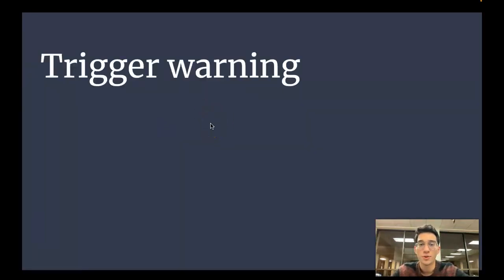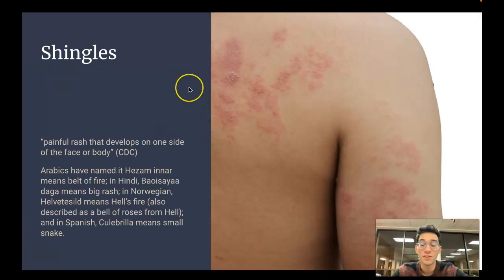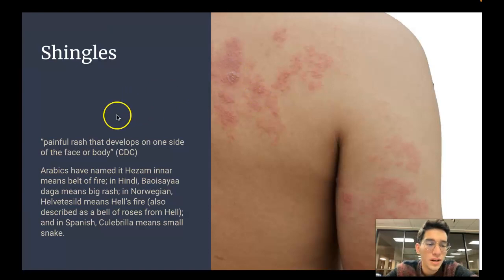Another small trigger warning. Here we have shingles. Like I said, it's quite different from chickenpox. It is more of a rash, and it is clumped up into many little pores. The CDC says that it is a painful rash that develops on one side of the face or body.